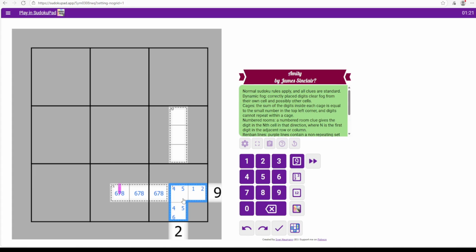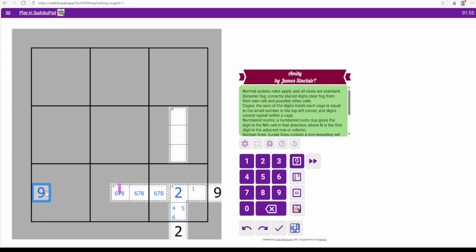Oh wait. Hold on. Maybe is that one? What's this? Numbered run. A numbered run clue gives the digit in the nth cell in that direction. The n is the first digit. Oh, okay. So that means that's a 9, and that is a 2. Is that what I'm saying? I think that's what it's saying. I'm pretty sure that's what these numbered rooms are.